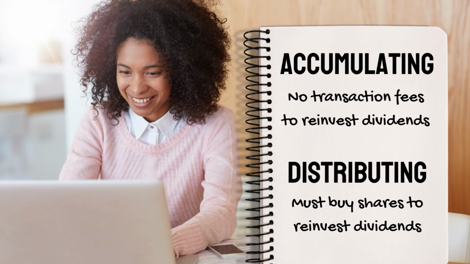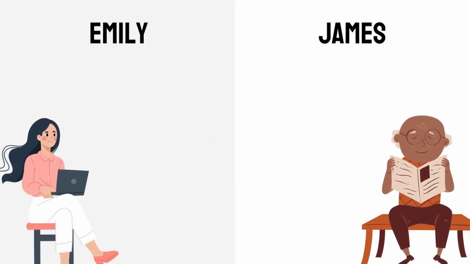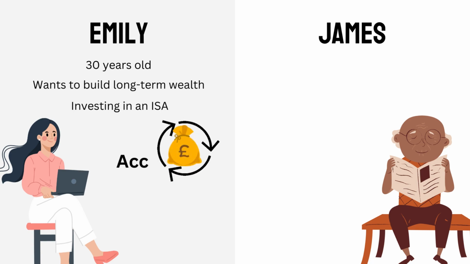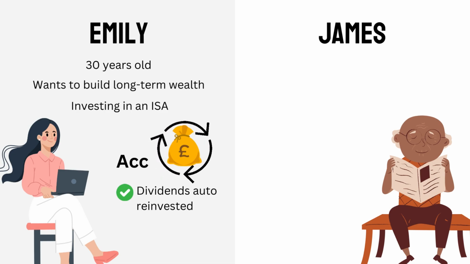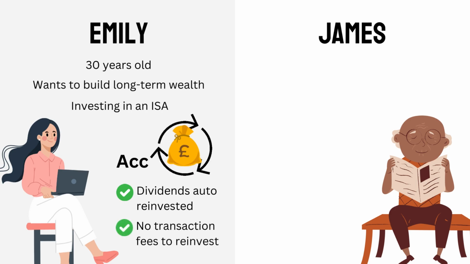To explain this a bit better, let's consider two different example UK investors, Emily and James, each with different financial situations. Emily is a 30-year-old professional who's just started her career. She's ambitious and focused on building long-term wealth. She isn't near retirement and she's investing for the future, primarily in an ISA. By going for accumulating funds, any dividends she receives will be automatically reinvested, boosting the growth potential of her portfolio over time.